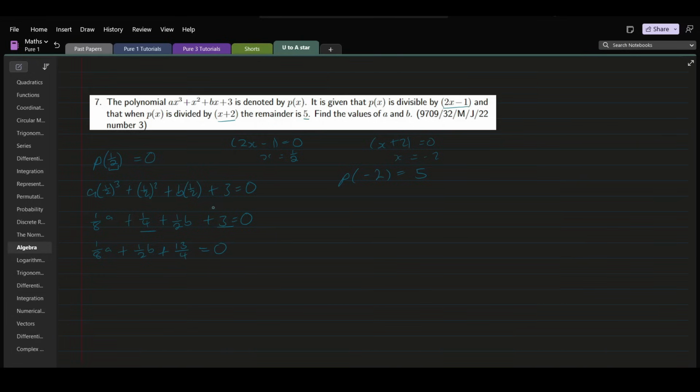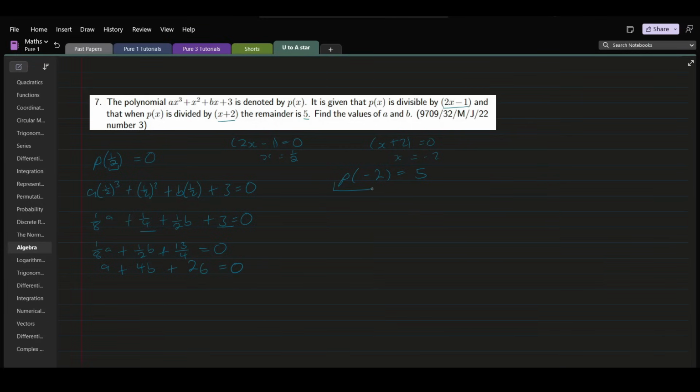Let's multiply it through by 8 to get rid of all our denominators. So that becomes a, and then that becomes 8 over 2b, which is 4b, plus 8 over 4 times 13, which is 2 times 13. So that's 26, and this is equal to 0.